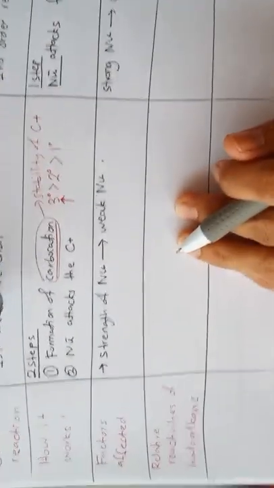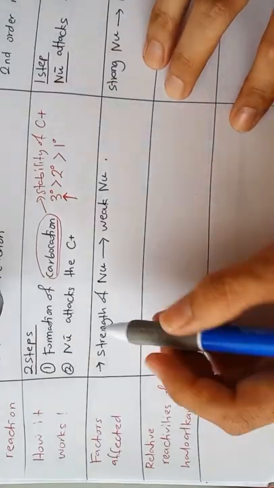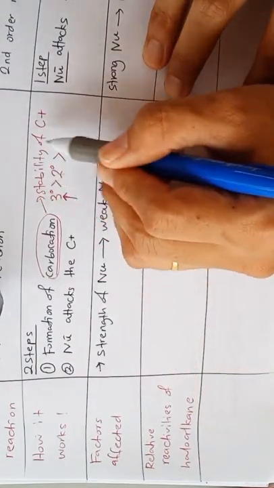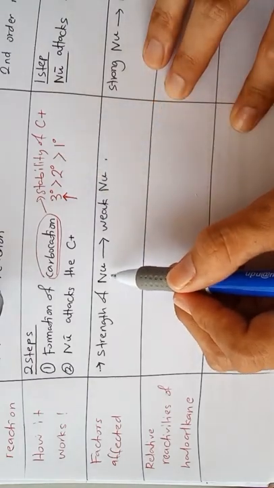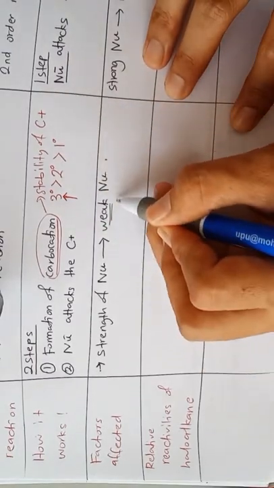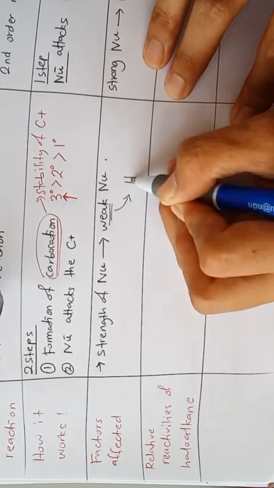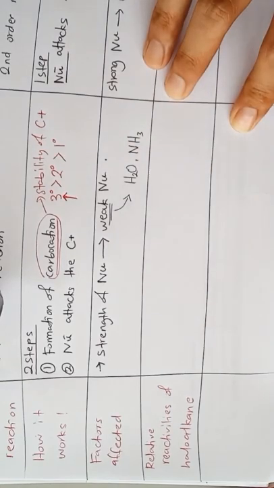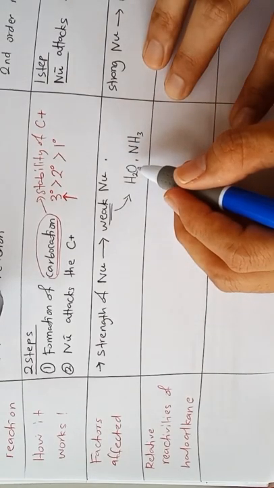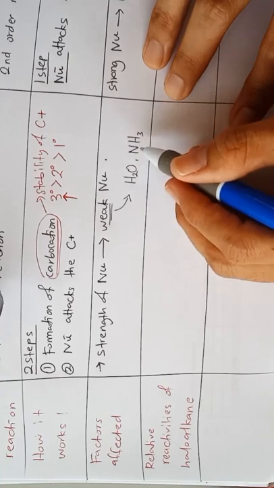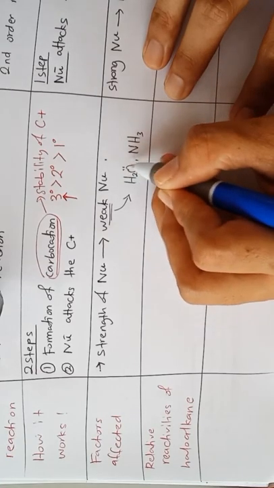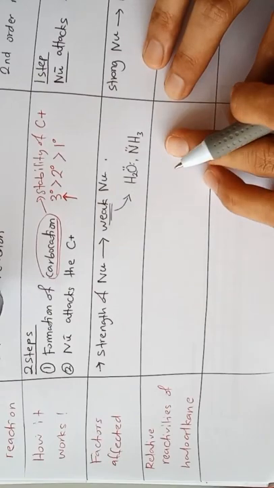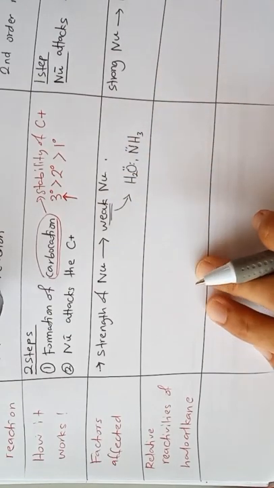For the SN1 mechanism, the first factor is we need a more stable carbocation ion. And secondly, we need only a weak nucleophile. Examples of weak nucleophiles are H2O or ammonia, NH3, because these molecules don't have a negative charge. They only have lone pairs, so these two are known as weak nucleophiles. In the next video, we are going to see the mechanism for SN1 and SN2.